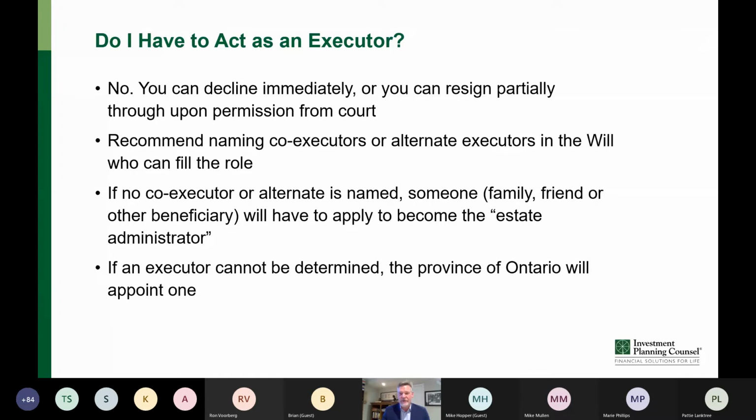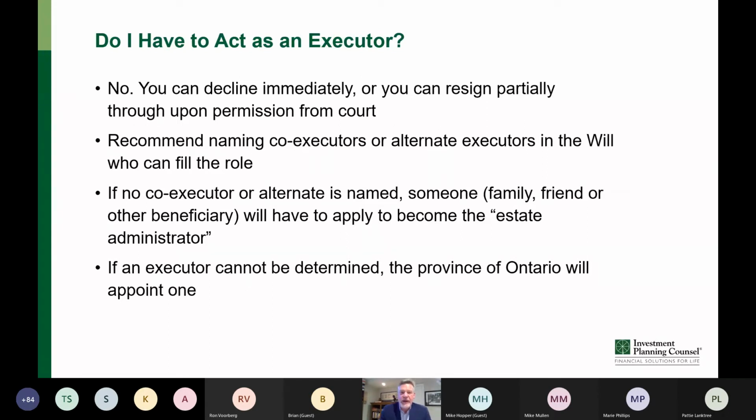Make sure you have the conversation with that individual, because they could say no. It's also one of the reasons you want to have backup executors in your will, because if those people say no, then there's a potential that the Ontario government, if no one wants to be the executor, would appoint one. And that probably may not be in the best interest of everyone. So something to keep in mind as you're assigning the executor in your will, you have that backup.